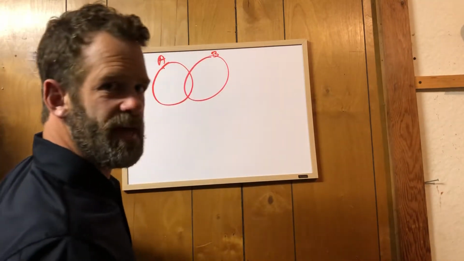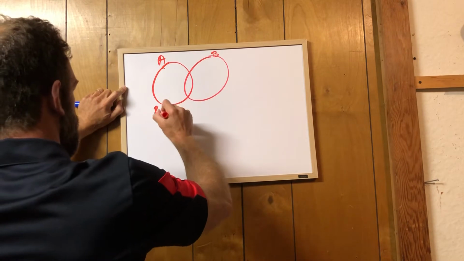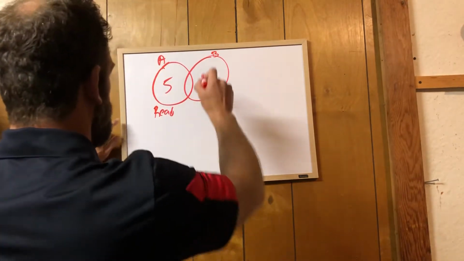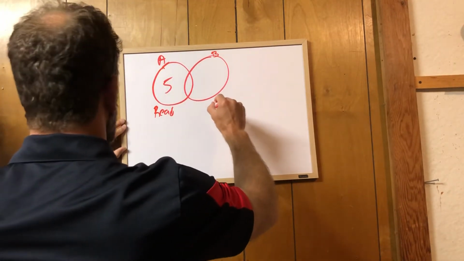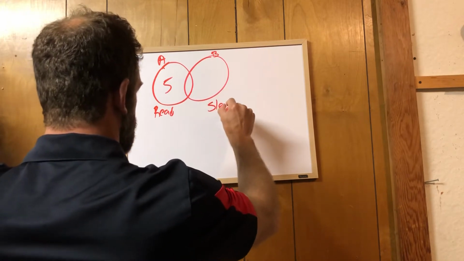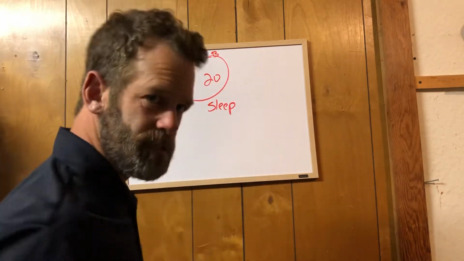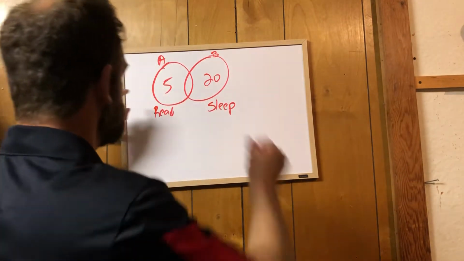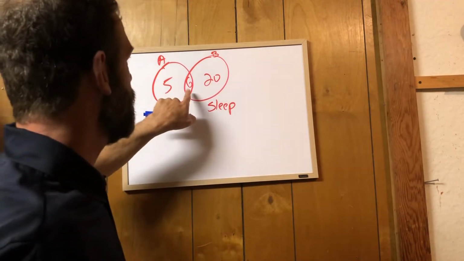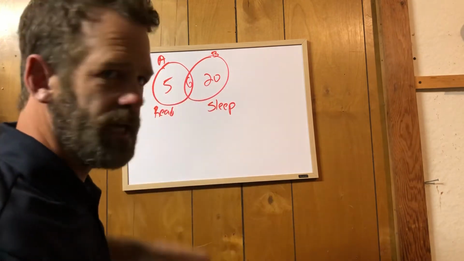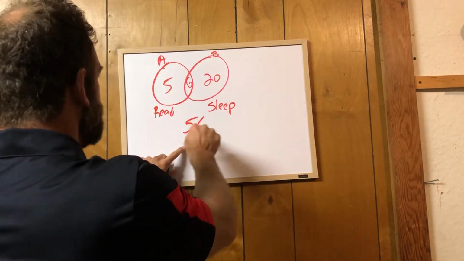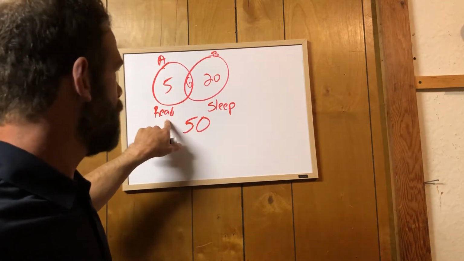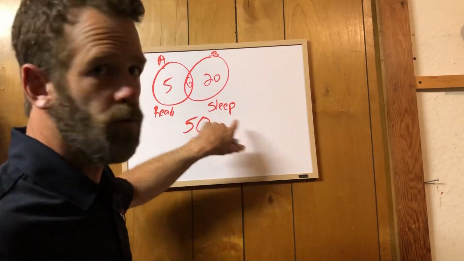So let's say, if you're a kid that likes to read, there are 5 kids somewhere that like to read, and there are 20 kids that like to sleep. Kids like to read, but they don't like to sleep. Kids like to sleep, but they don't like to read. But let's say you have a 6 in the middle right here. That means there's 6 kids that do like to sleep and read. Let's say you have 50 here on the outside. 50 means there's 50 kids that don't like to read and don't like to sleep, or both.